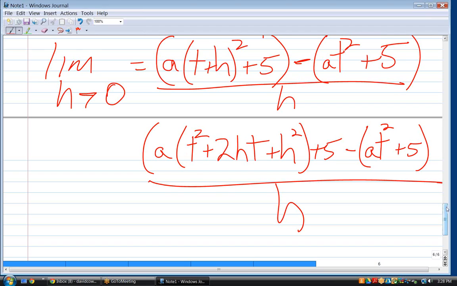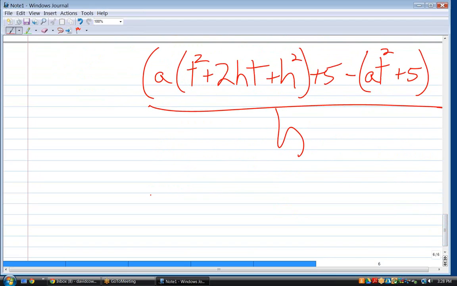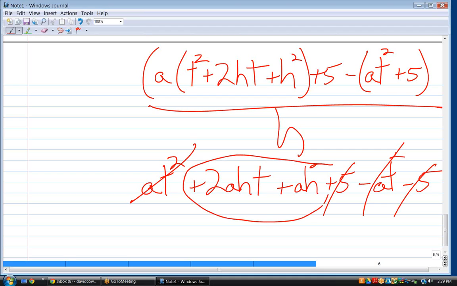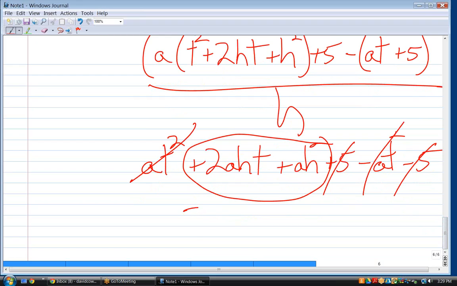Let's simplify the numerator. So I got at squared plus 2aht plus ah squared plus 5 minus at squared minus 5. Well, that cancels with that. That 5 cancels with that. Notice the only terms I have left each have an h in them.